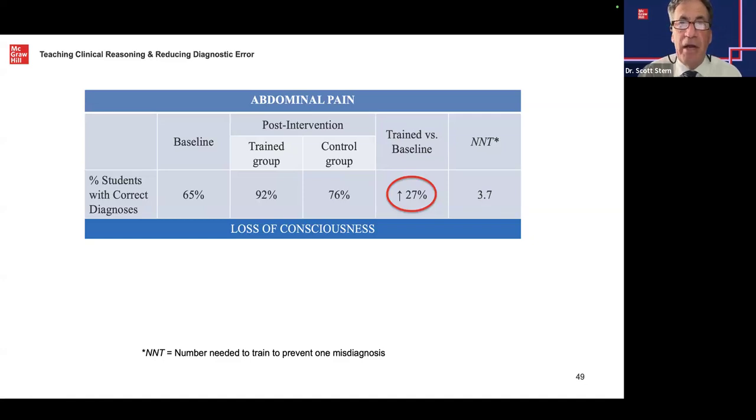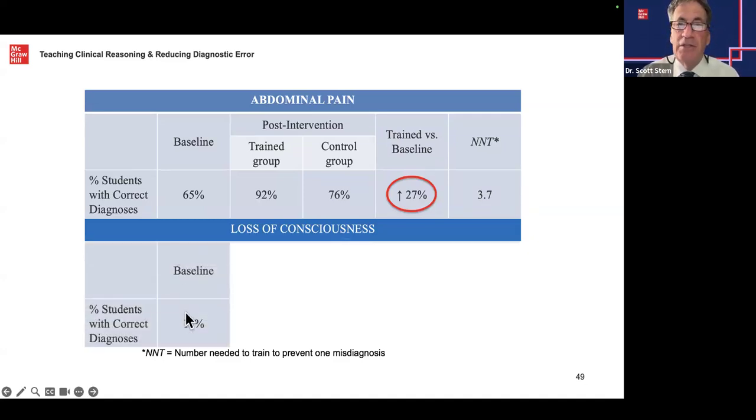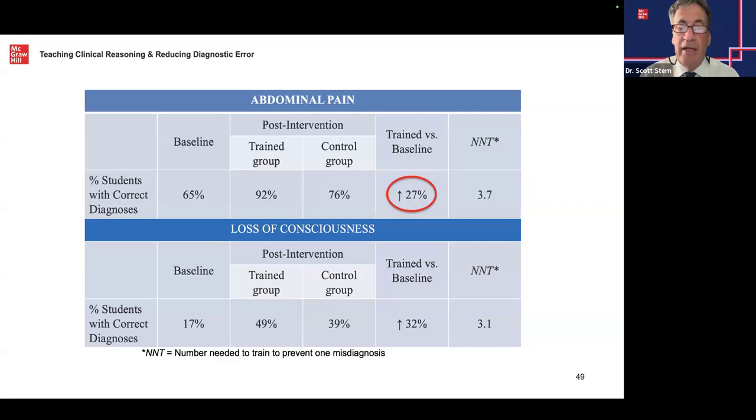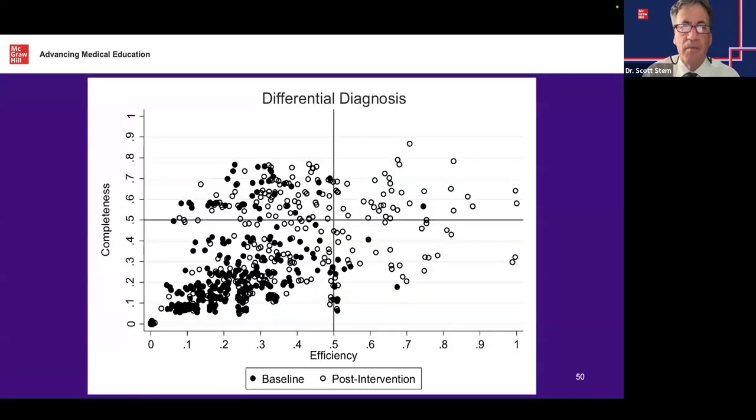We did the same thing for transient loss of consciousness. Now, at baseline, the students did poorly because that's a difficult diagnosis to make if you don't understand how to approach it. With 1 day of training, it improved again 32%, which is remarkable. Now, you could argue, rightly so, that still only 49% of the trained group got the correct diagnosis, but that was after 1 day of training. That's a huge improvement in 1 day.